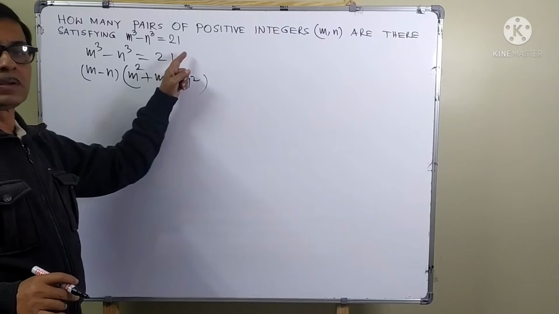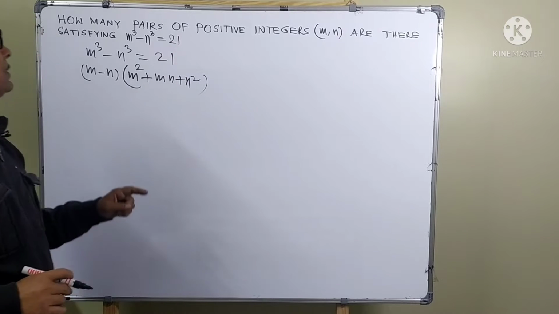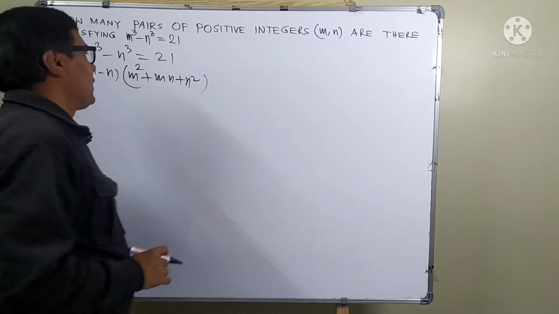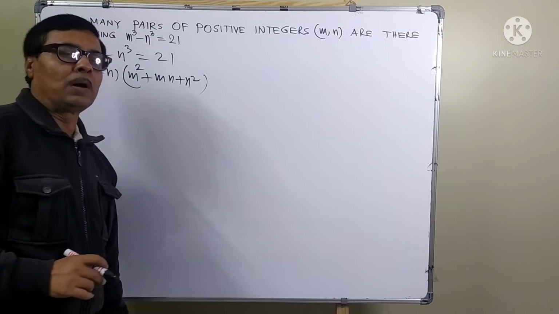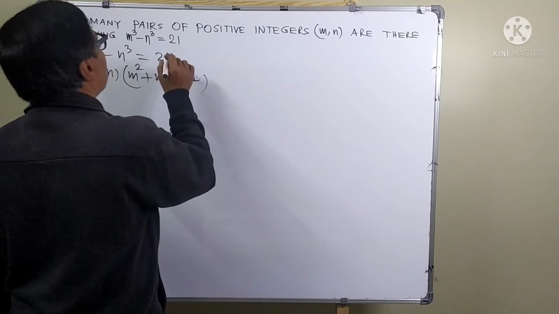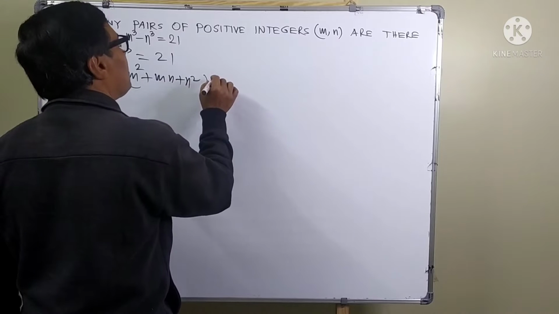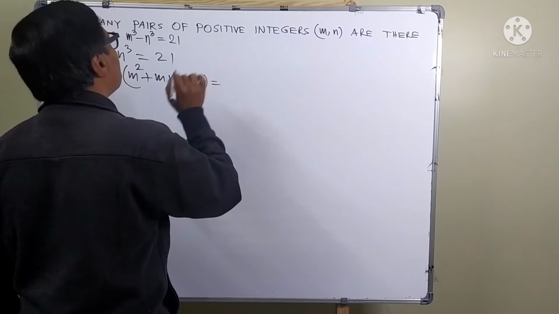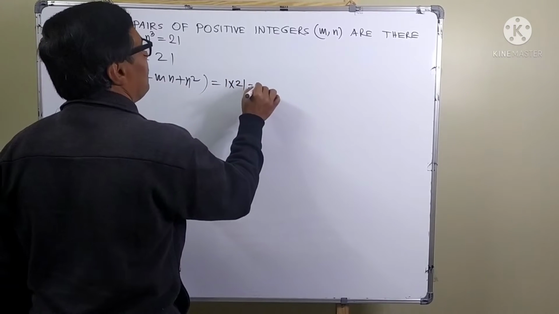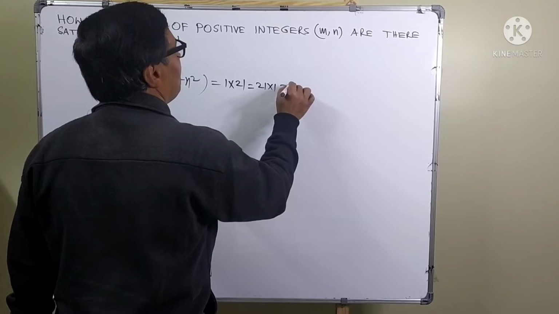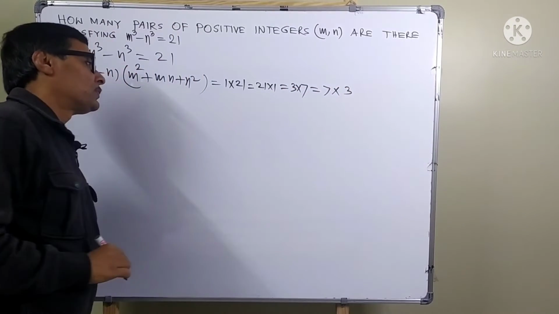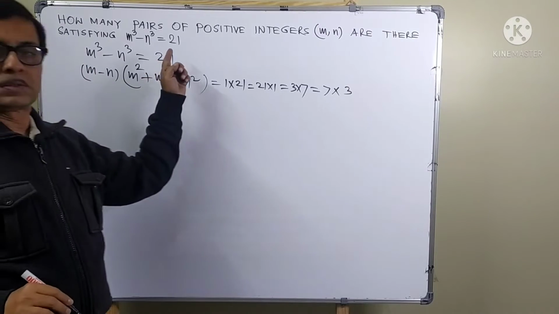Now, we shall also factorize the right hand side of this equation. The right hand side is a number, which is 21. Factors of 21 are 1, 3, 7 and 21. So, we reduce 21 into factors as 1 multiplied by 21, 21 multiplied by 1, 3 multiplied by 7, 7 multiplied by 3. In these 4 ways, we can factorize 21.